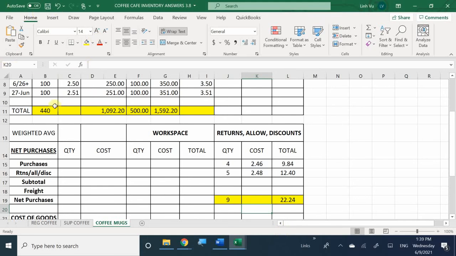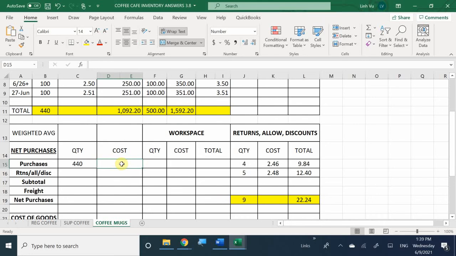So, what was my quantity that I purchased? 440. Okay, at what total cost? $1,592.20. Oh no, that's right. Okay, wait, you said 1,592? Okay, no, you're right. I heard fifty, I think that's why my math wasn't making sense. Okay.